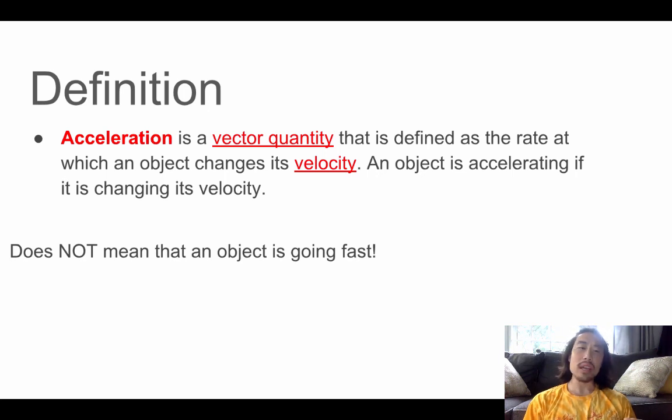An object is accelerating if it is changing its velocity. That's the definition. Now, it's very important to know that if an object is accelerating, it does not mean that it is going fast. And you'll hear laymen often use this when they speak. For example, in sports, you'll hear that the announcers will say that an object is accelerating when they really mean that the object or the runner or the racer is going super fast.